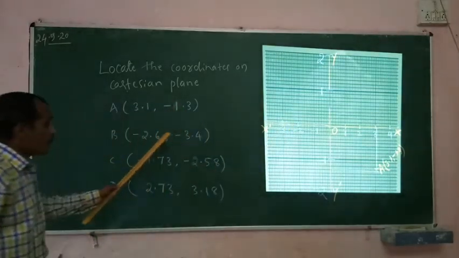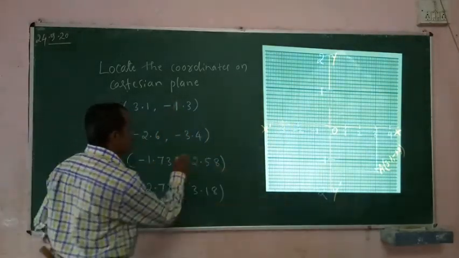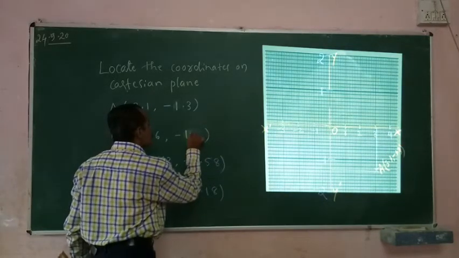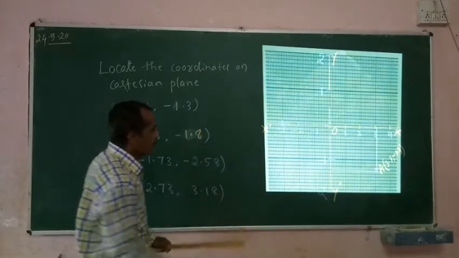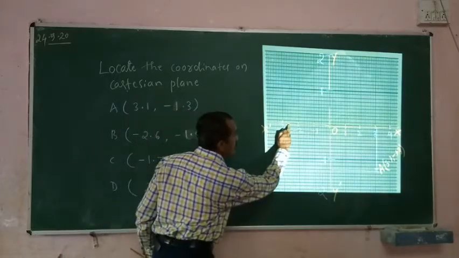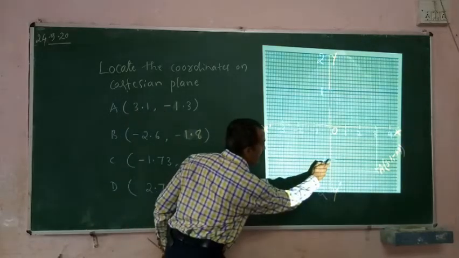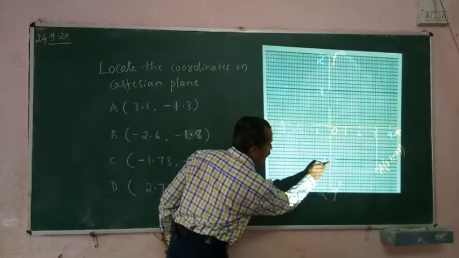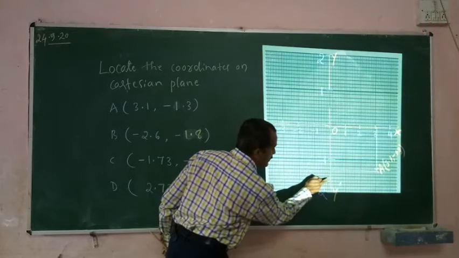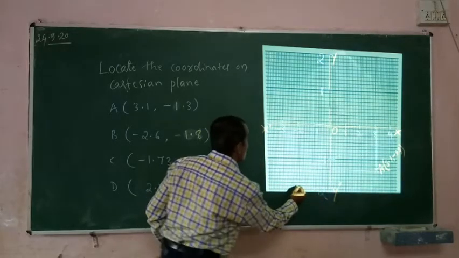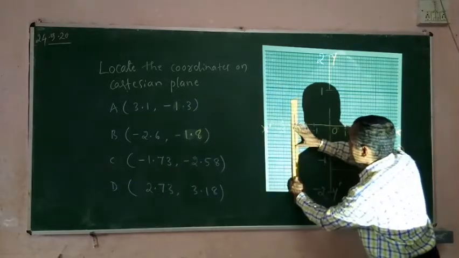Then what I will do? -3.4 is not available. I will make it as -1.8. Okay, -2.6 here and -1.8. That means after -1, the 8 subdivisions: 1, 2, 3, 4, 5, 6, 7, 8. This is the point. -2.6 comes from here.